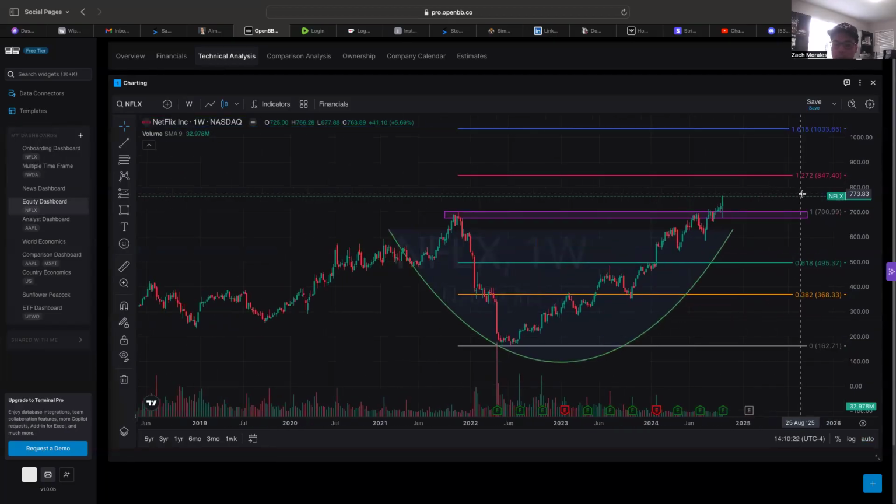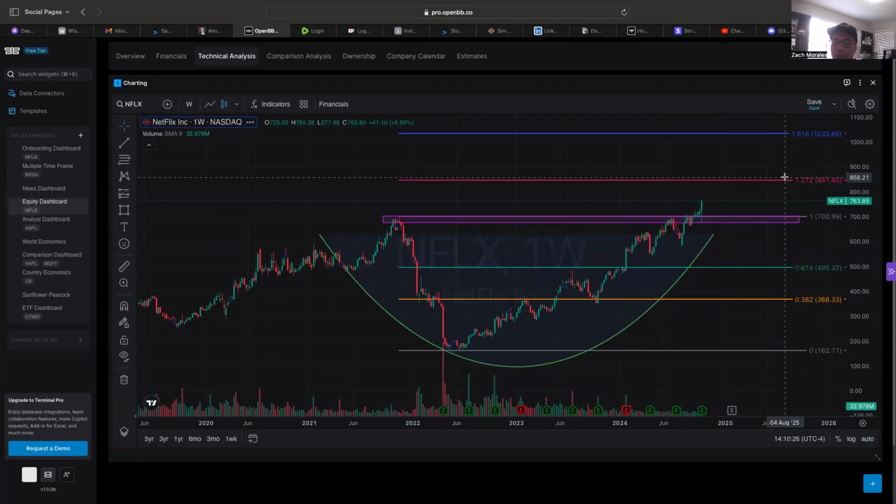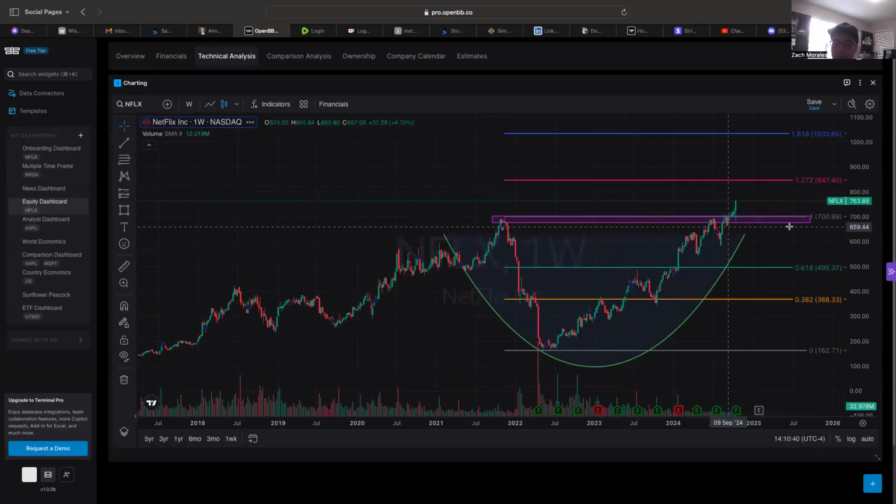Now, my price targets, using the Fibonacci's, short term, you're going to be aiming for 847.50. When I say shorter term, I mean maybe the next 6 to 12 months. And longer term, Netflix is going to come up here into the thousands. I mean, we've seen these type of base breakouts happen time and time again.